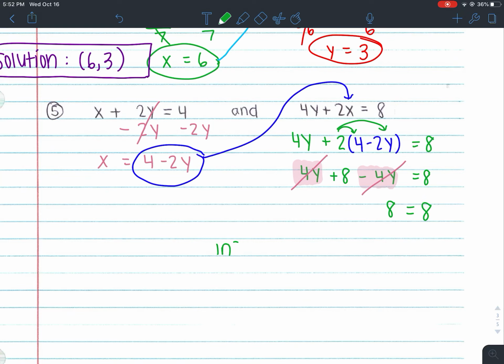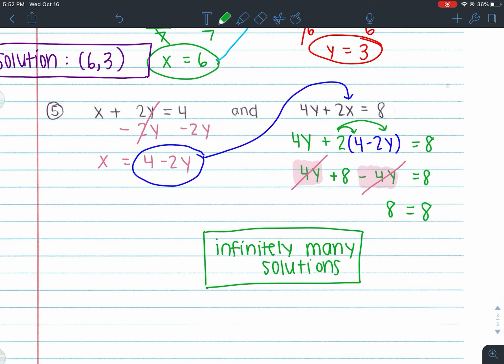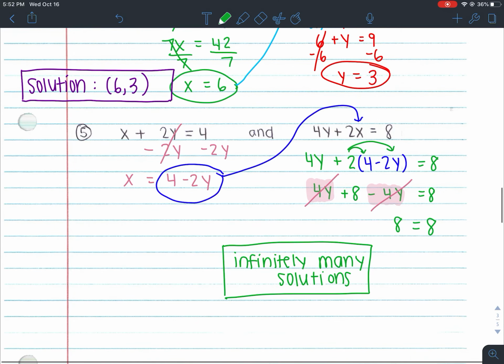So if I have a number that equals itself, this is going to indicate to me that I have infinitely many solutions. What does that mean? If I graph this in Desmos or I graph this by my hand, I'm going to have the same exact line. They have the same exact slope and the same exact y-intercept. So here you would have an infinite amount of solutions because the lines overlap each other and cross each other an infinite amount of times.